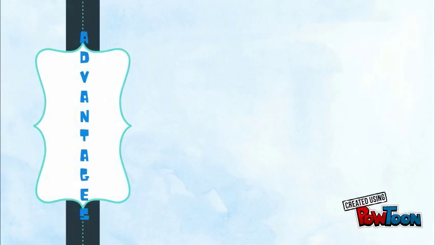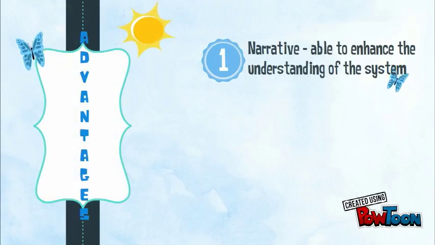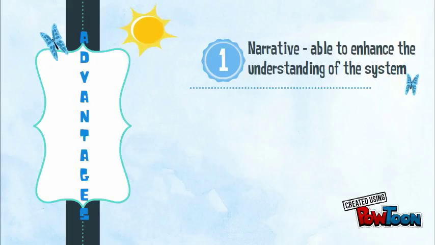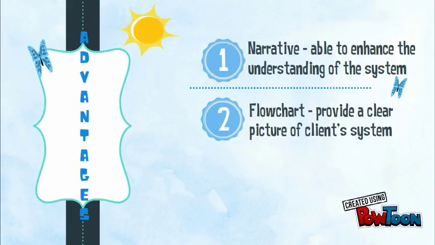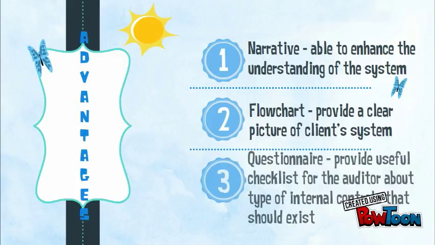Advantages. Narrative is able to enhance the understanding of the system. Then, flowchart provides a clear picture of the client system, and questionnaire provides useful checklists for the auditor.